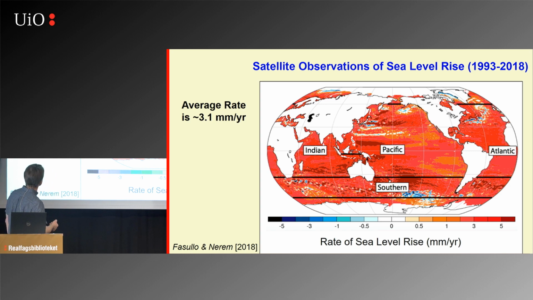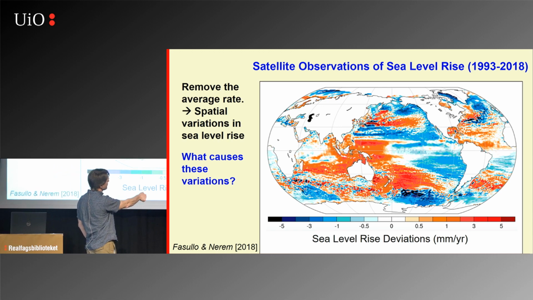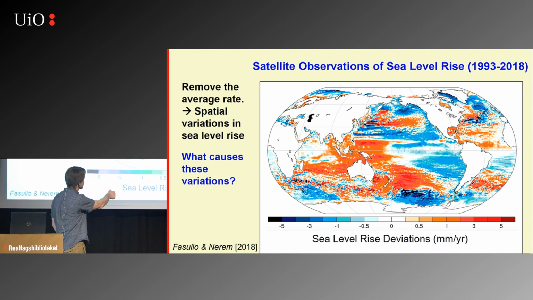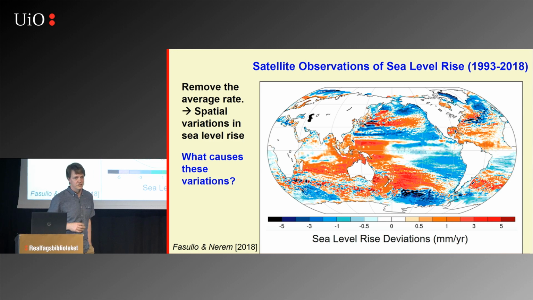If I subtract out the average rate of 3.1 millimeters per year, then this is the curve you get. And now some places are going slower than the average, and some places are going faster than the average. Now, to understand these patterns, and I don't think they're fully understood actually, we need to know what the processes are that are causing this 3 millimeters per year. So to find that out, we can go.